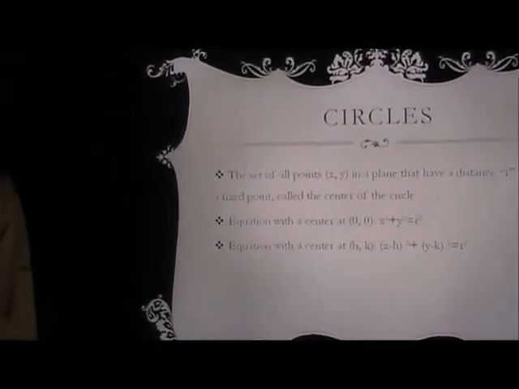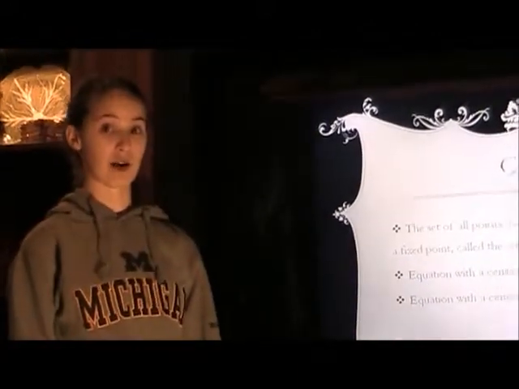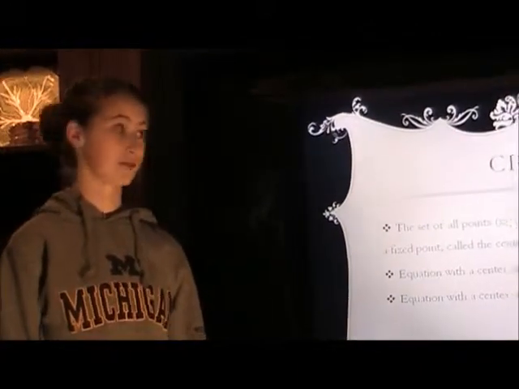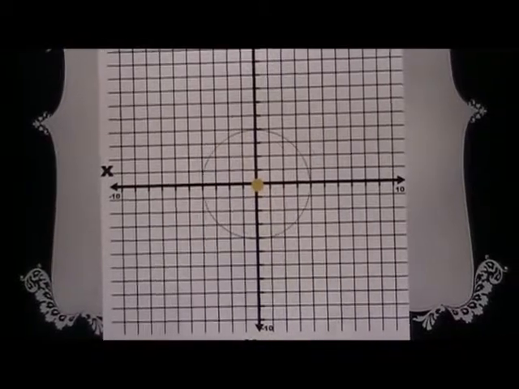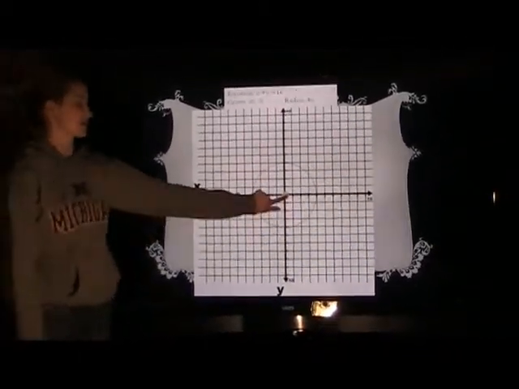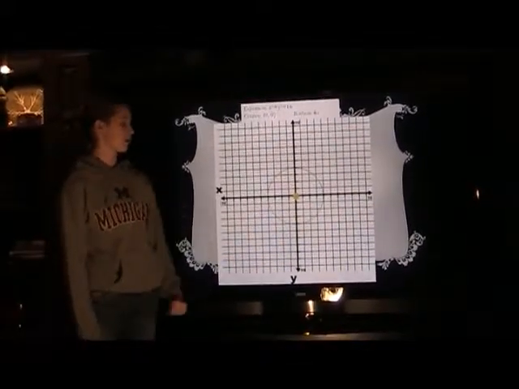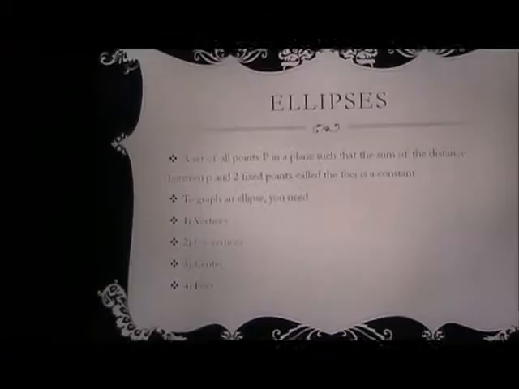The equation of a circle with the center at (h, k) is (x minus h) squared plus (y minus k) squared equals r squared. The equation of this circle is x squared plus y squared equals 16. We know this because the center is at (0, 0) and the radius is 4 units, and 4 times 4 is 16.